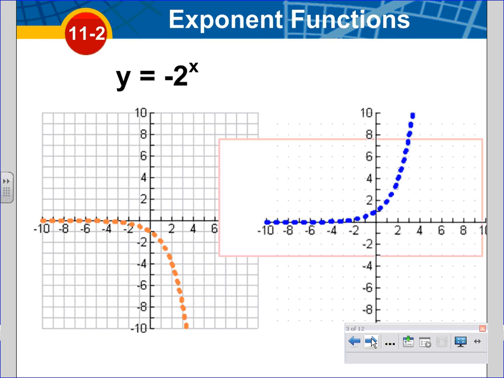Let's look at another one. y equals -2 to the x power. Different equation, different graph. So again, you only need to copy down the orange graph here because the blue graph is still my parent graph.